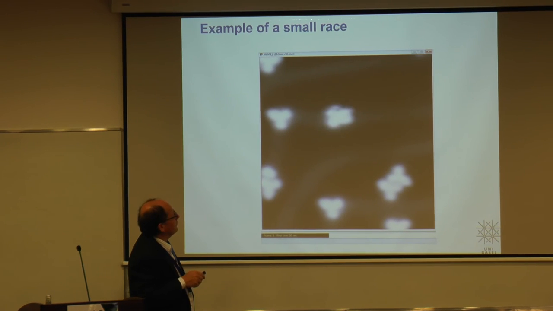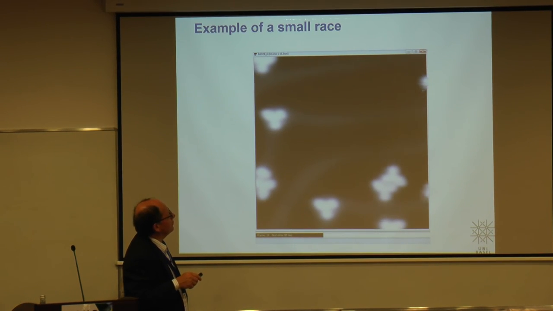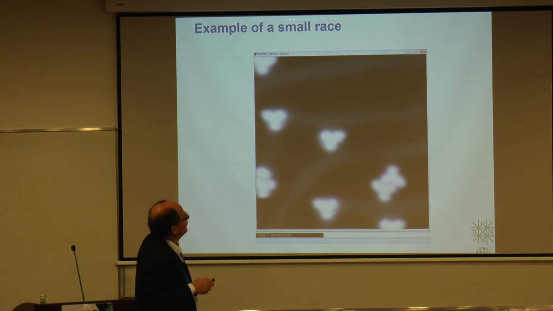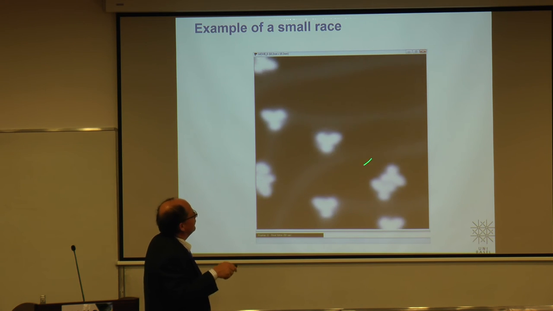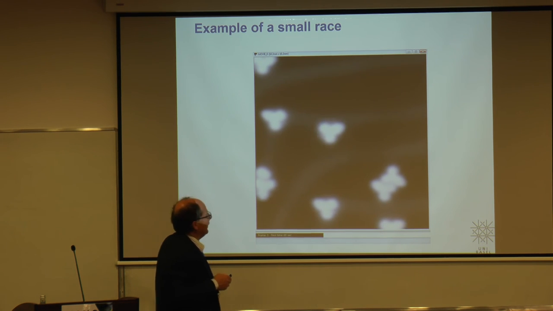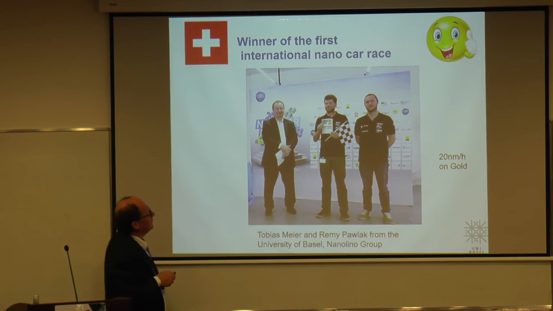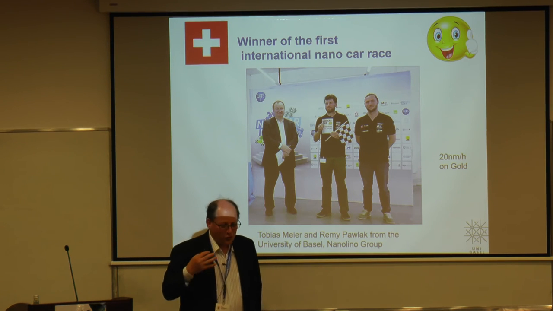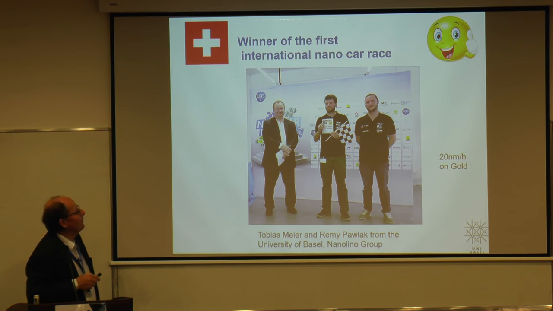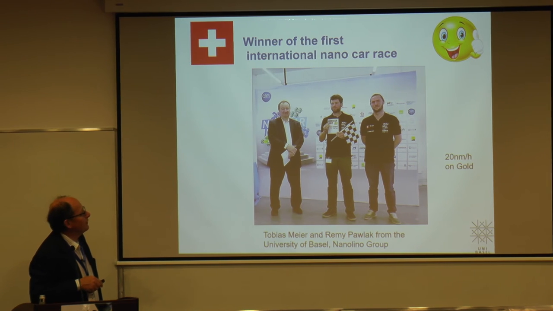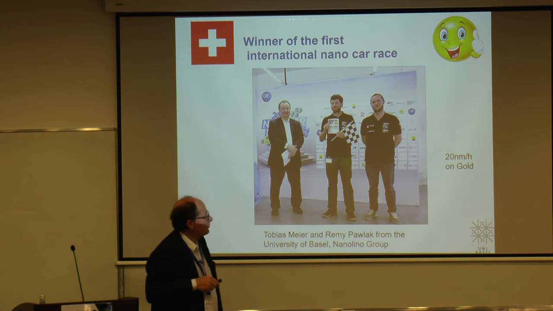And now here's actually a little movie where you see how well controlled it moves. Actually here it moved over one of these. But in principle you can also move over one of these herringbone mountains. So it works quite well. And yeah, they actually made it. They won gold on gold, at the first ever international nanocar race, and so we're quite proud of that, of course. And as I said, with an exciting speed of 20 nanometers per hour.